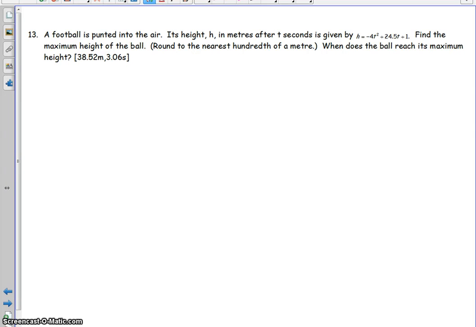So the nice thing about this one is they're already giving you the equation. You just need to figure out what you're being asked to find. It's asked for the maximum height of the ball, and when it reaches the maximum height. So once you see the maximum height, you know you're thinking about the optimal value, and when it reaches the maximum height, you're actually looking for the axis of symmetry. So basically, you have an equation in standard form, and you have to find the vertex, the axis of symmetry and the optimal value.